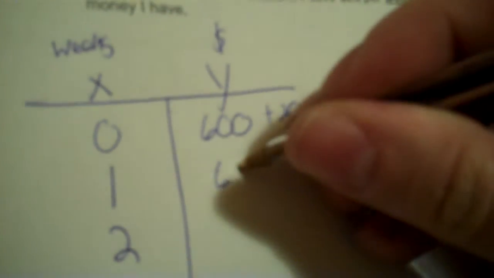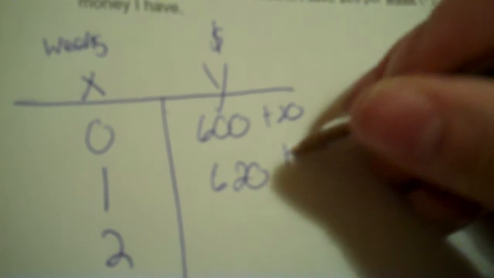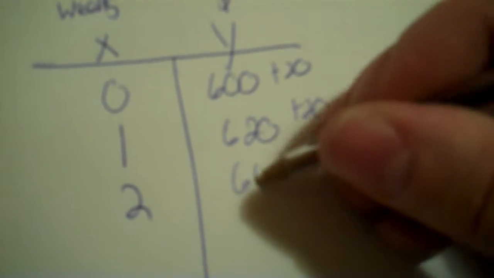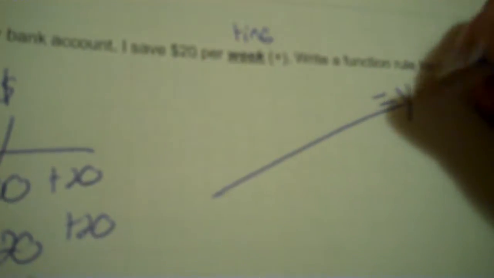Now, when I save money, that means it's positive, so I add 20. Okay, add positive 20. So that's 620. Then I add 20 again, and that's 640. Now you can stop, it would keep going on, but just go to 2. Now make kind of a line and put equals Y at the top.